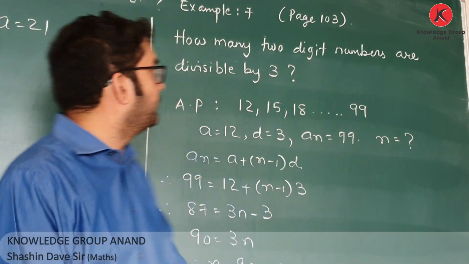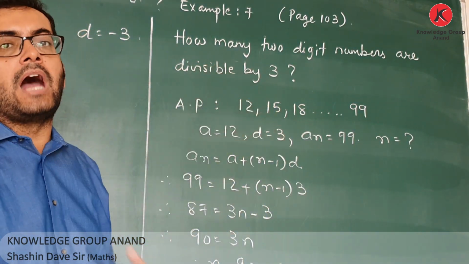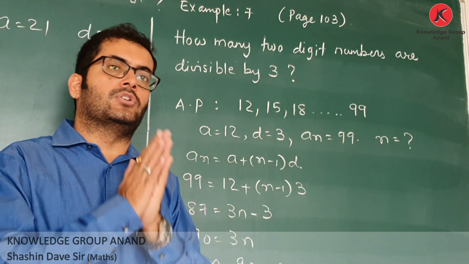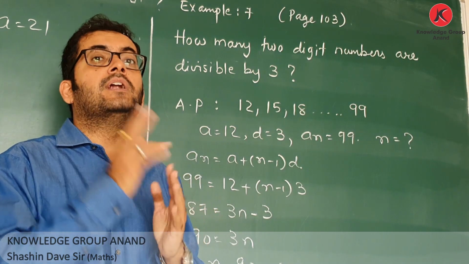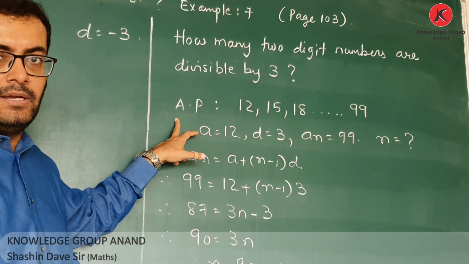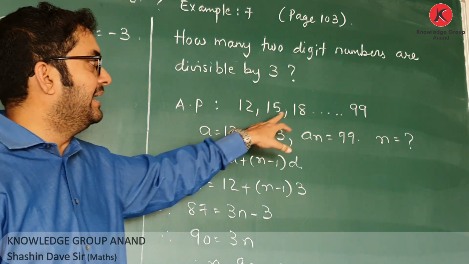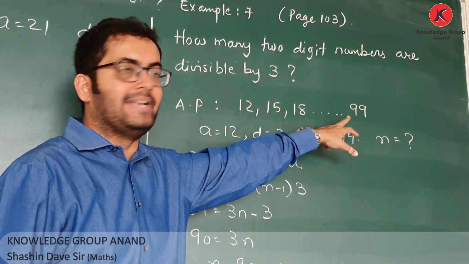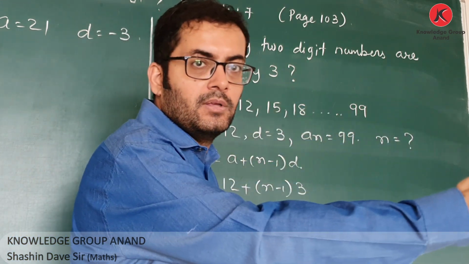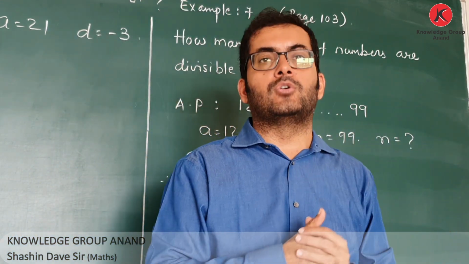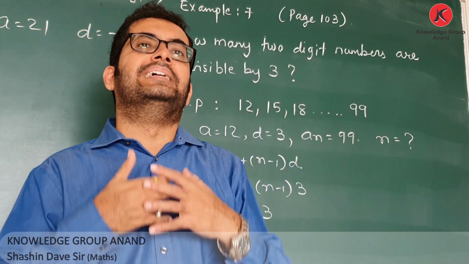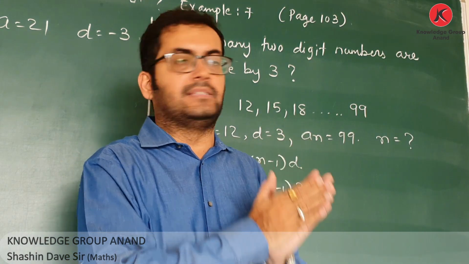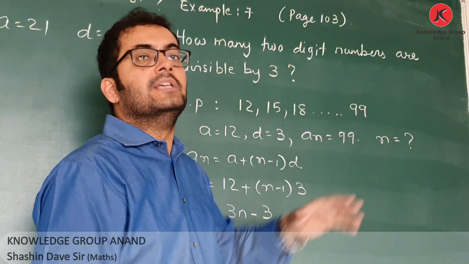So pay attention over here. I need to find out how many two-digit numbers are divisible by 3. So in short, I want multiples of 3 that are two-digit. So the AP will be 12, 15, 18, and the last two-digit number that is divisible by 3 is 99. Now if I add 3 more, it will become 102, but 102 is not a two-digit number, it's a three-digit number. So the last two-digit number which is divisible by 3 will be 99.